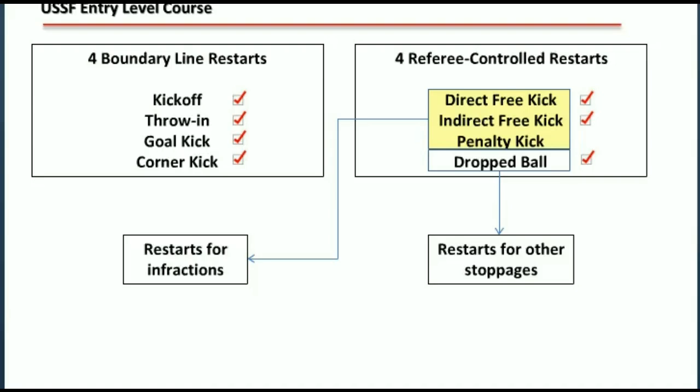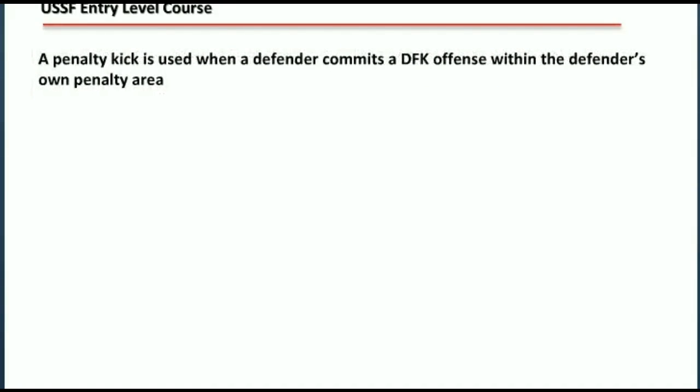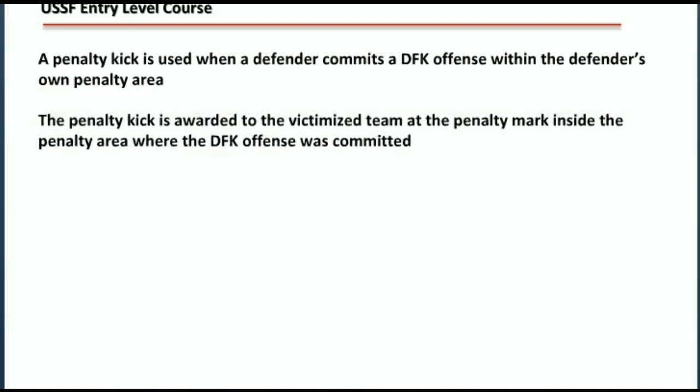Penalty kicks are used in a specific situation contingent on two variables. First, a player commits a direct free kick offense, meaning by a player against an opponent on the field while the ball is in play, and one of the 10 direct free kick offenses. Second, the victim of the foul is an attacker who is being fouled within the defending team's penalty area. A penalty kick is awarded at the penalty mark inside the penalty area where the foul occurred.